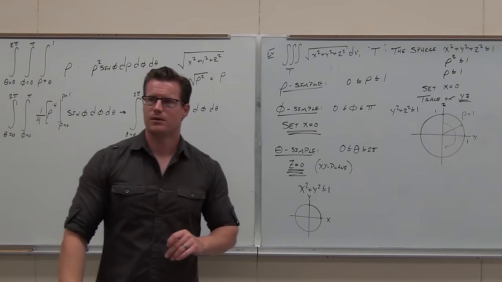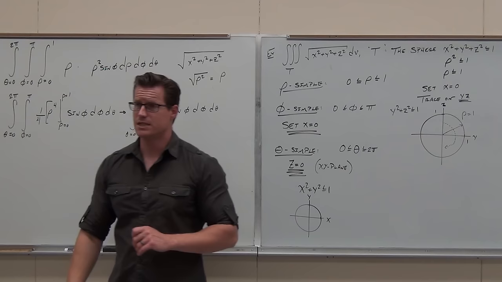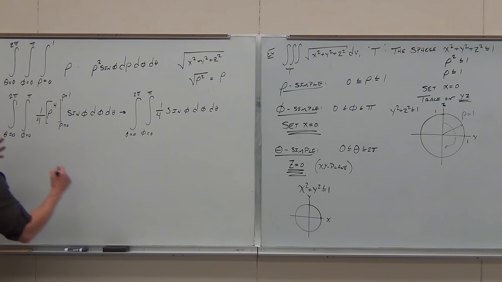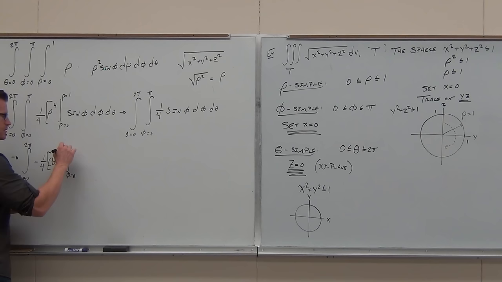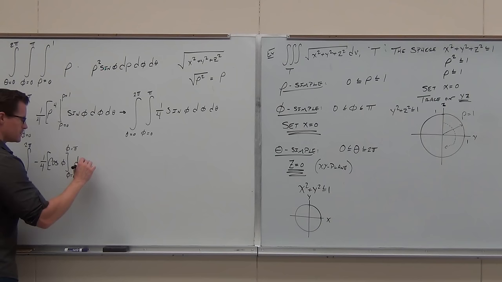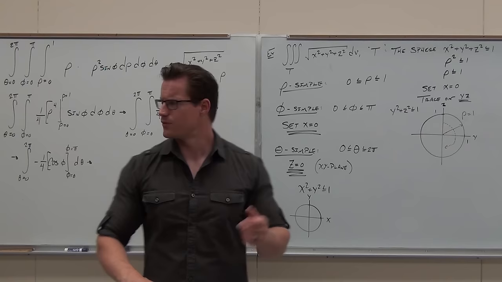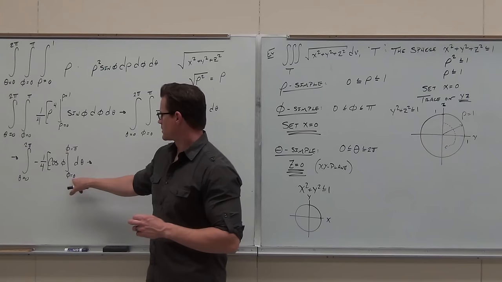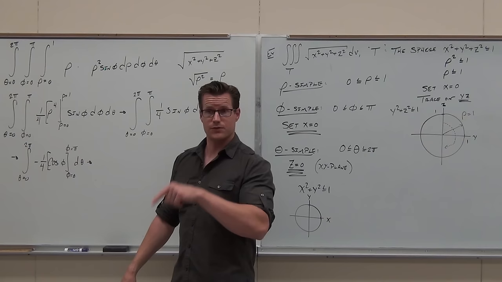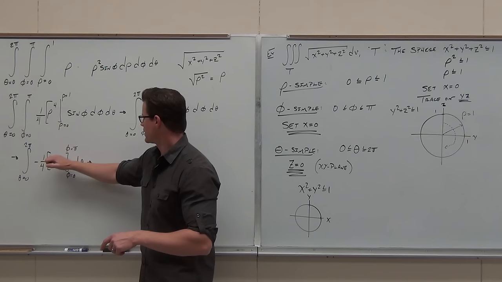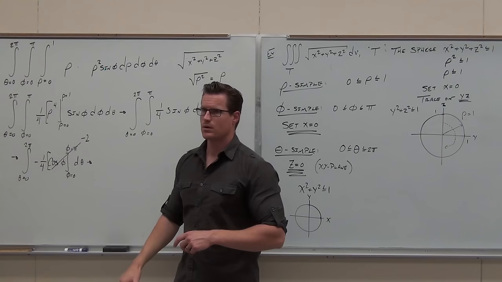Now you tell me, what's the integral of sine phi d phi? Negative. Love hearing that negative. Yes. And our phi gets evaluated, phi goes from 0 to pi, d theta. Now let's be careful on this one. What's cosine of pi? -1. What's cosine of 0? 1. -1 minus 1 gives you -2. So this is -1/4. This whole thing gives us -2. What are we going to get?